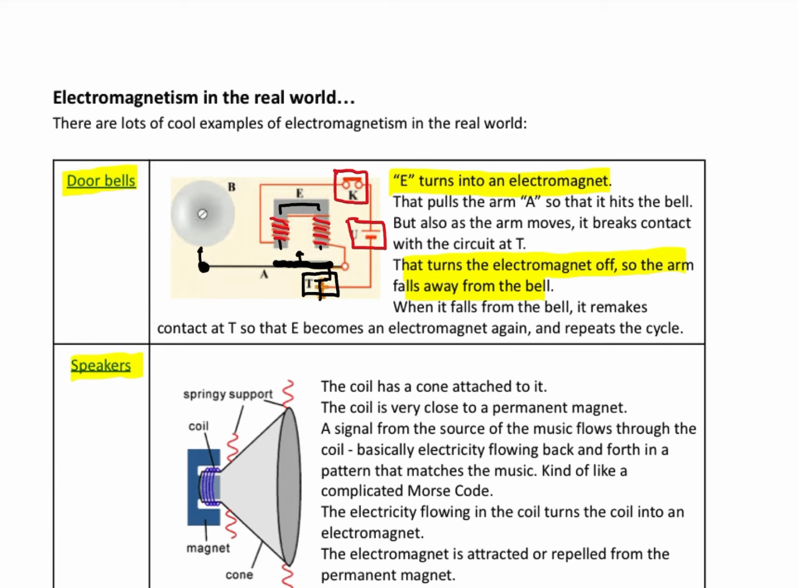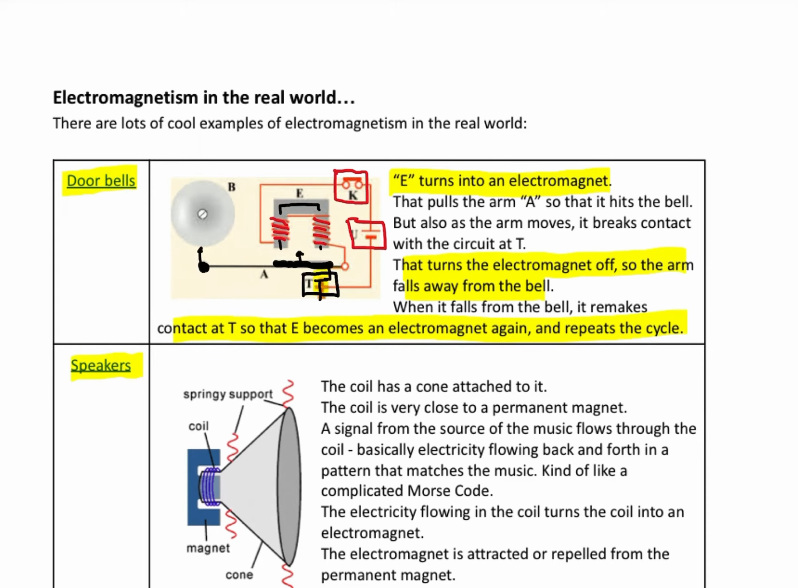When it falls down and away from the bell, it remakes contact down at T again. When it remakes contact, that makes E a magnet again. That lifts the hammer up and it hits the bell again. Depending on the nature of your doorbell, sometimes they're different with how they work with a button. But basically, it's got this electromagnet that pulls the hammer up, hitting the bell, and then the act of pulling it up also disconnects the circuit.